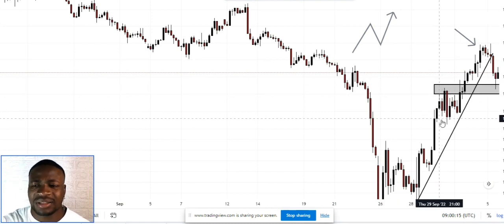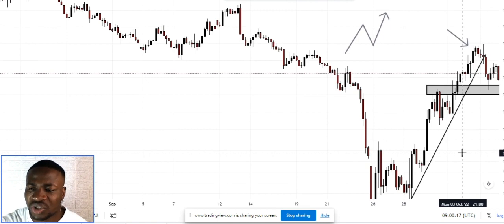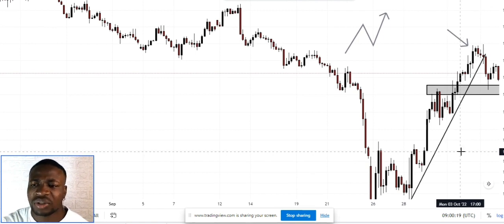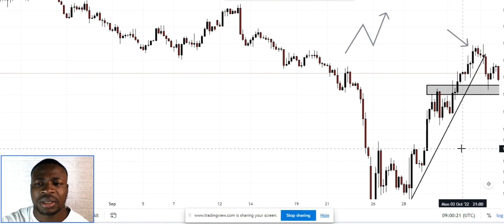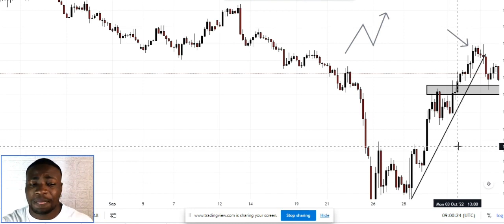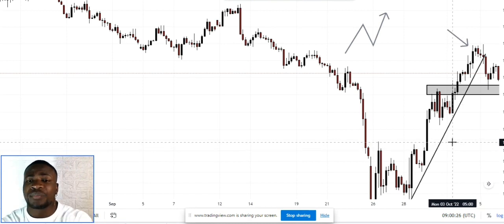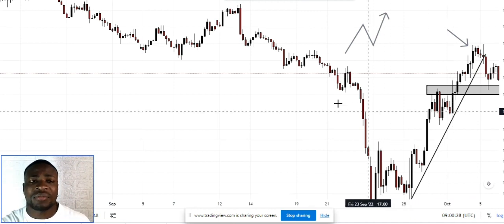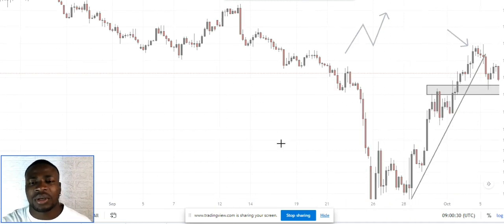This is not complicated. It's not rocket science. It's just basic market structure. This is how the market moves on a daily basis. You can go down to your 1 hourly chart and you are going to see the exact same thing across all your charts. Even the 15. Let's just do it right now.